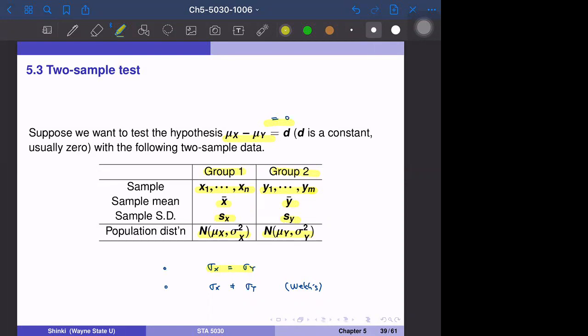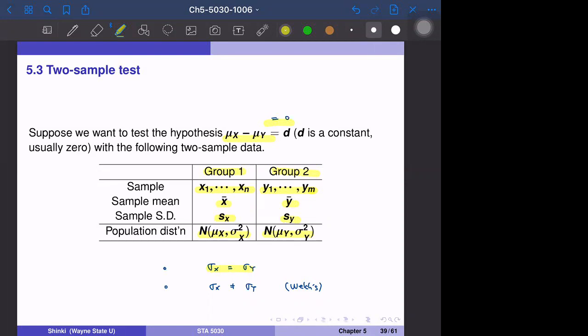Usually sigma x and sigma y are unknown, because we want to test the difference between mu x and mu y. When we don't know mu x and mu y, how do we get sigma x and sigma y? There are several situations. The typical situation is that our primary interest is mu x and mu y, so sigma x and sigma y are substituted by some different data. Anyway, that's not our primary interest, so we assume it is some constant.